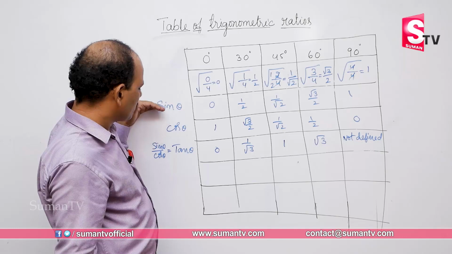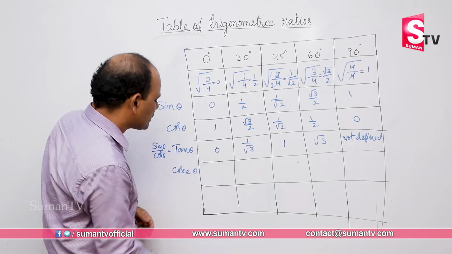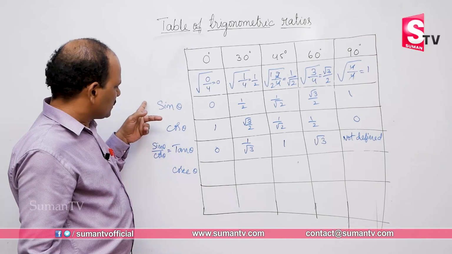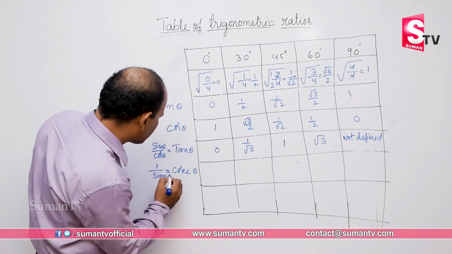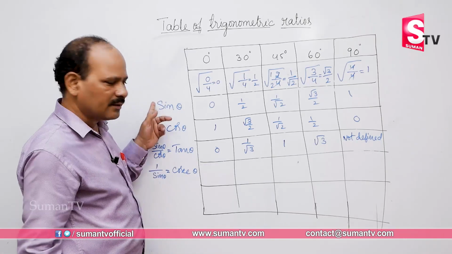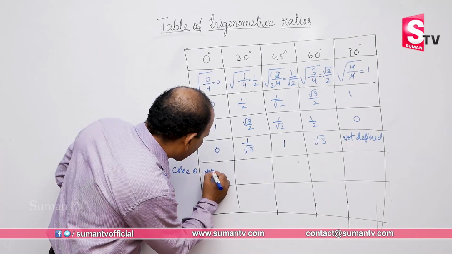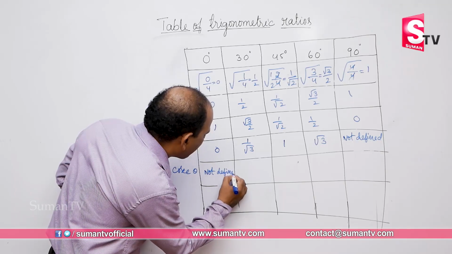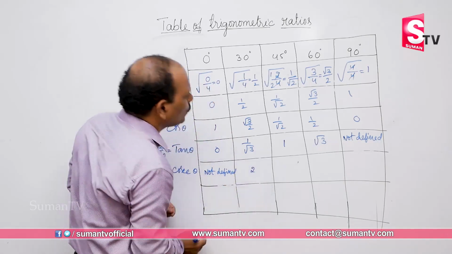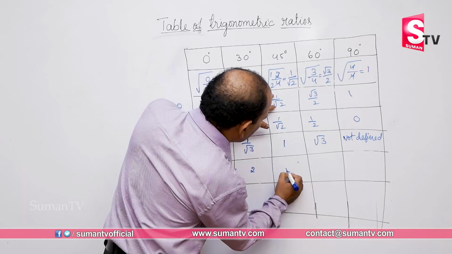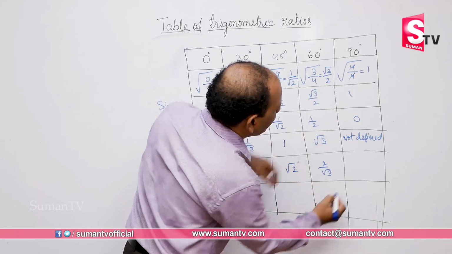Now we have the sine, cos and tan values. Next, cosecant theta. The reverse of sine theta is cosecant theta. Reverse means 1 by sine theta, which is the inverse. The inverse of 0 is not defined. 1 by 2 becomes 2 by 1, that is 2. 1 by root 2 becomes root 2. Root 3 by 2 becomes 2 by root 3. 1 by 1 is 1.